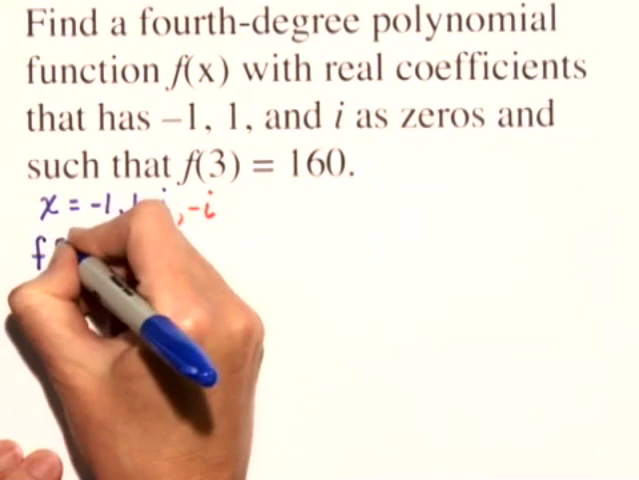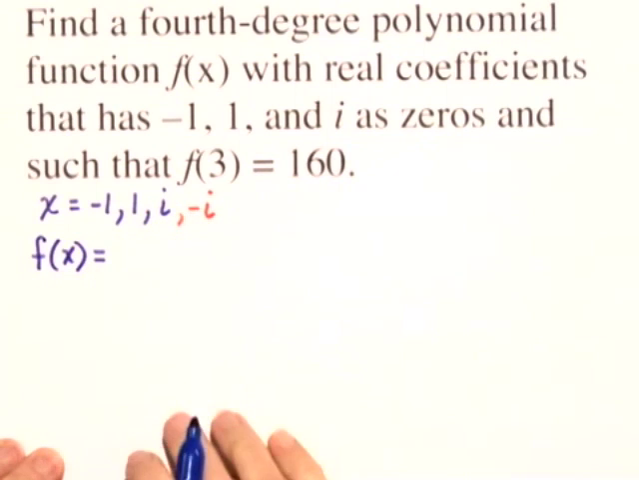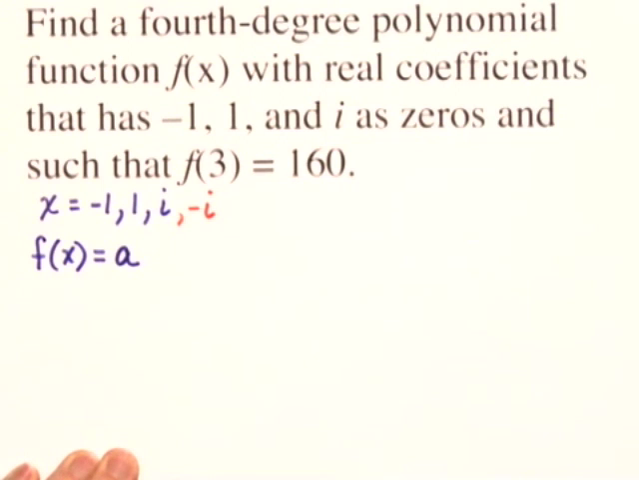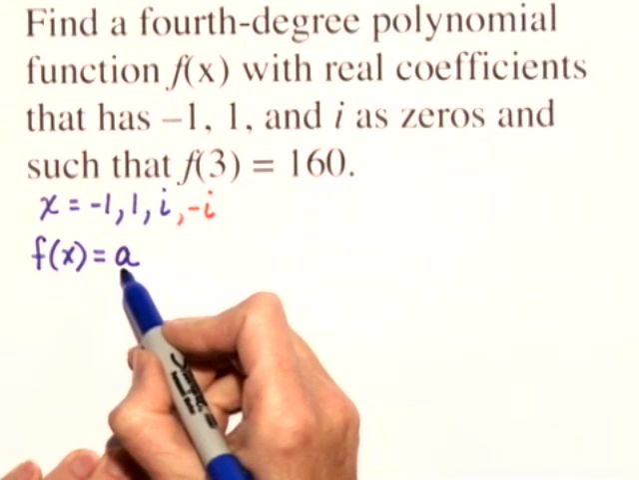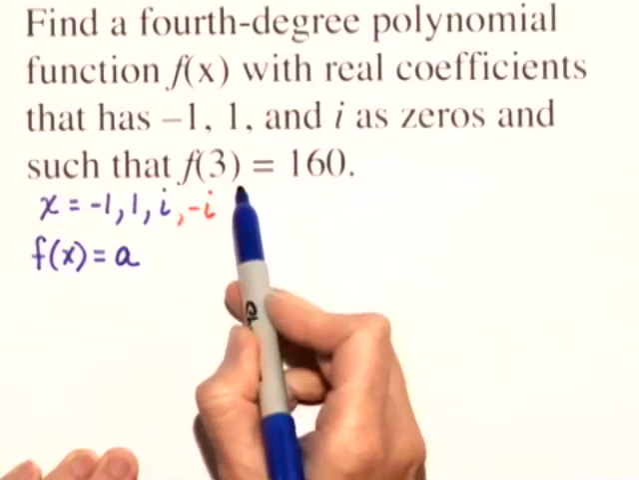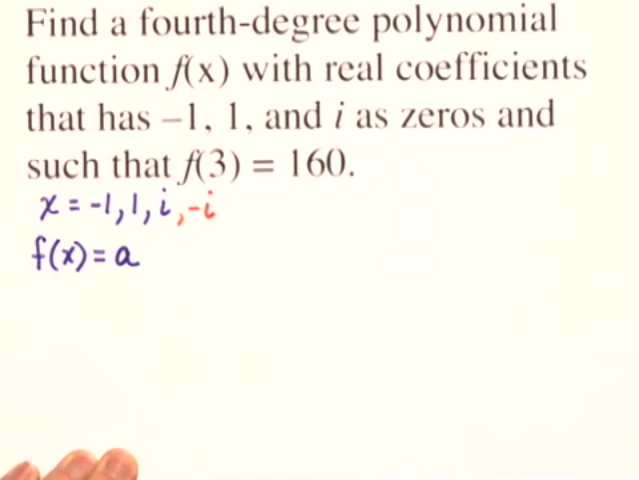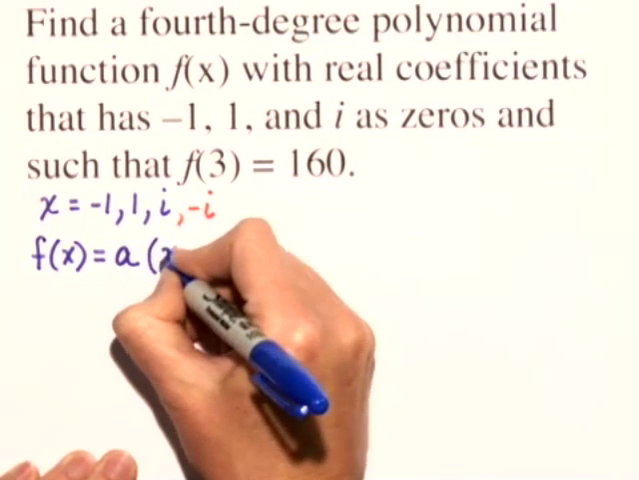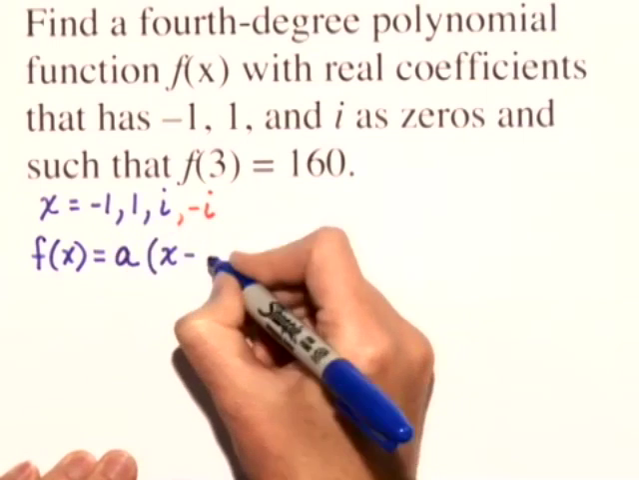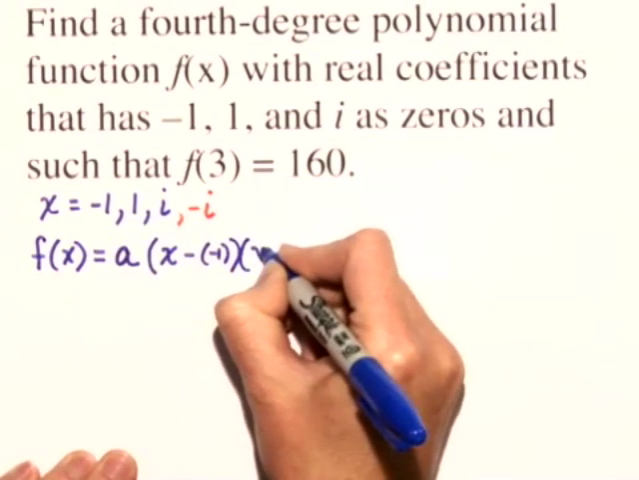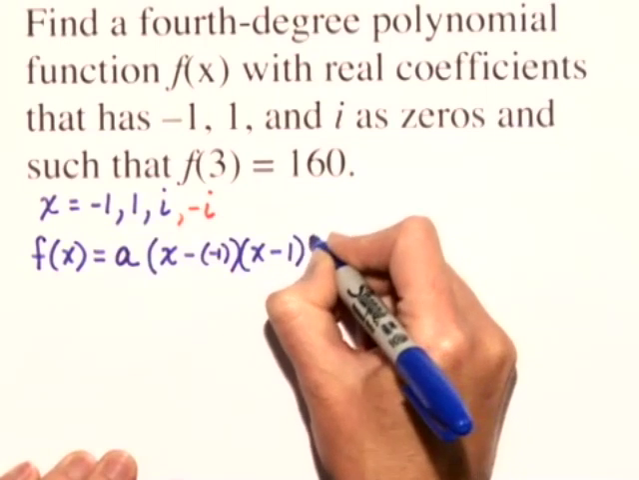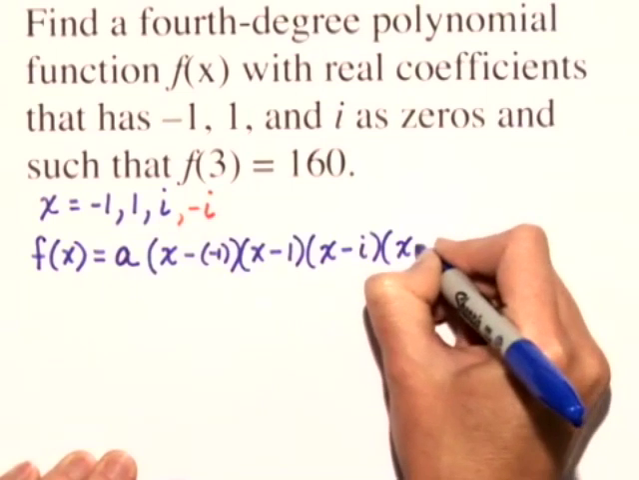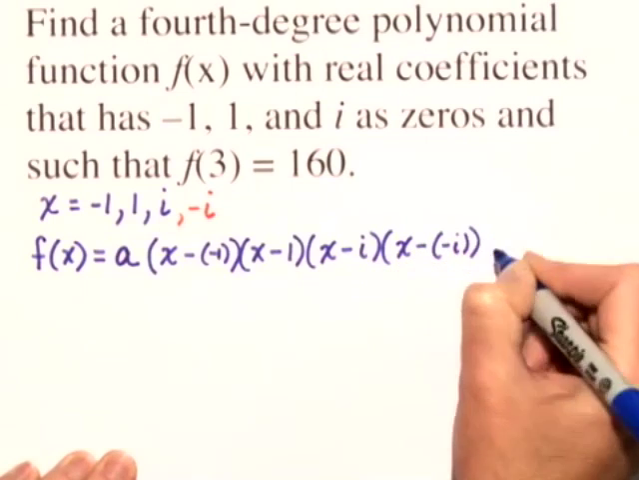We'll write f of x is equal to, now I'm going to put a in front of the factored form because I don't know what this leading coefficient is going to be until I use this condition f of 3 is equal to 160 in just a few minutes. So let's start off with a, and now I'm going to write x minus my first root, which is -1, times x minus my second root, which is 1, times x minus my third root, which is i, times x minus my fourth root, which is -i.